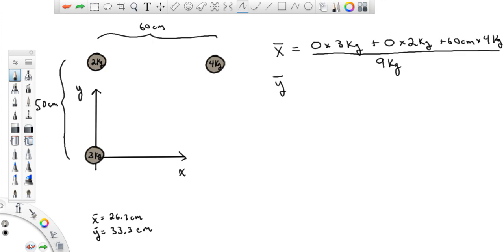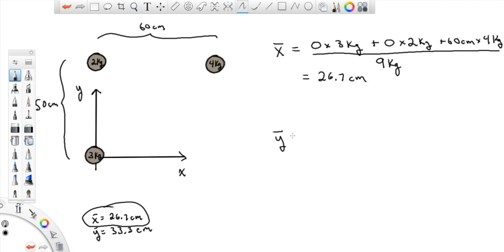So if I've done this correctly, I'm going to move this down. We should get 26.7 centimeters for the center of mass. I worked it out before I made the video. So this should equal 26.7 centimeters. I'll leave that as an exercise to the viewer to double check.